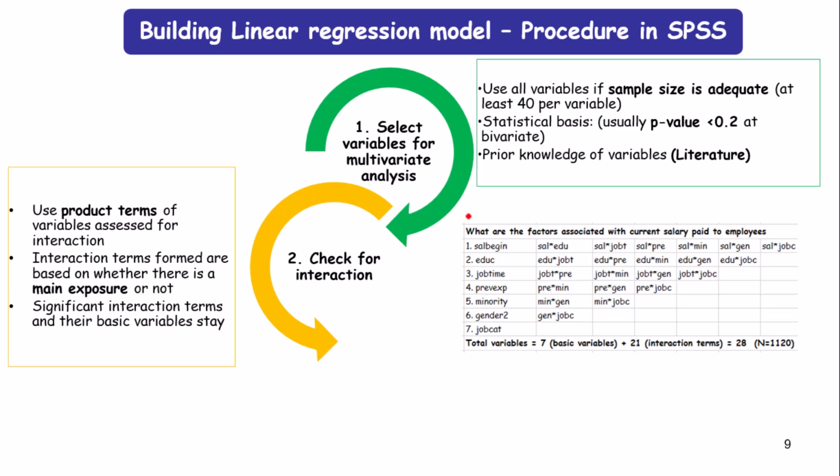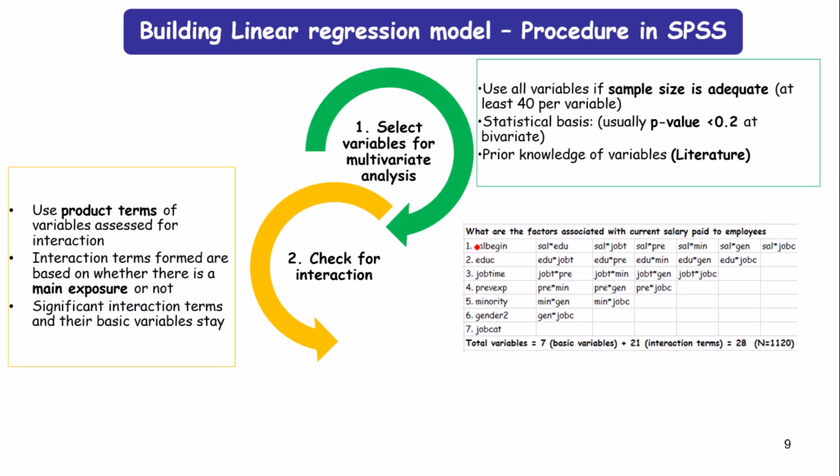So in our last episode, we saw how to theoretically form interaction terms and how many interaction terms you can form based on the type of research question you're asking yourself. So we are assuming that we do not have a main exposure, and so we are forming interaction terms for all the variables in our data set, all the 7 basic independent variables. So we are going to form a total of 21 interaction terms.